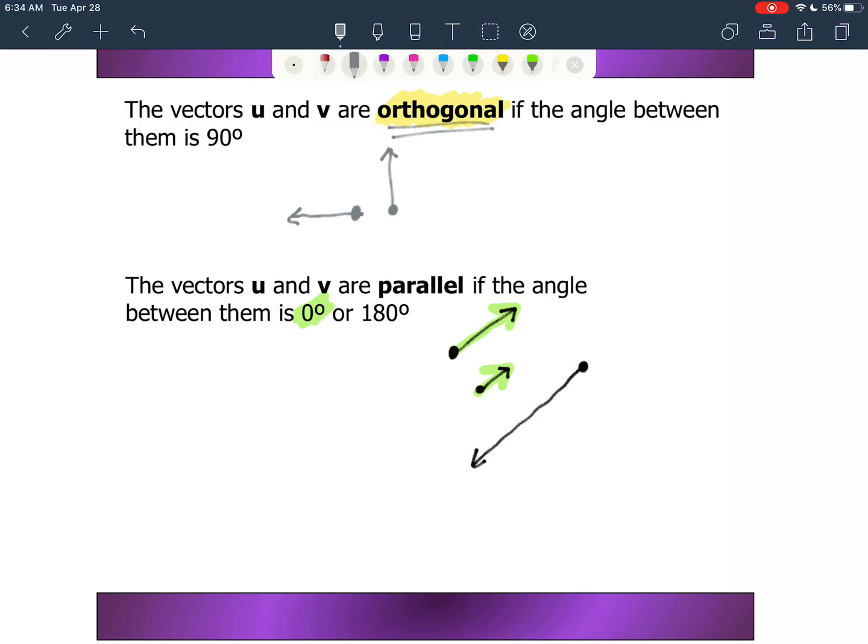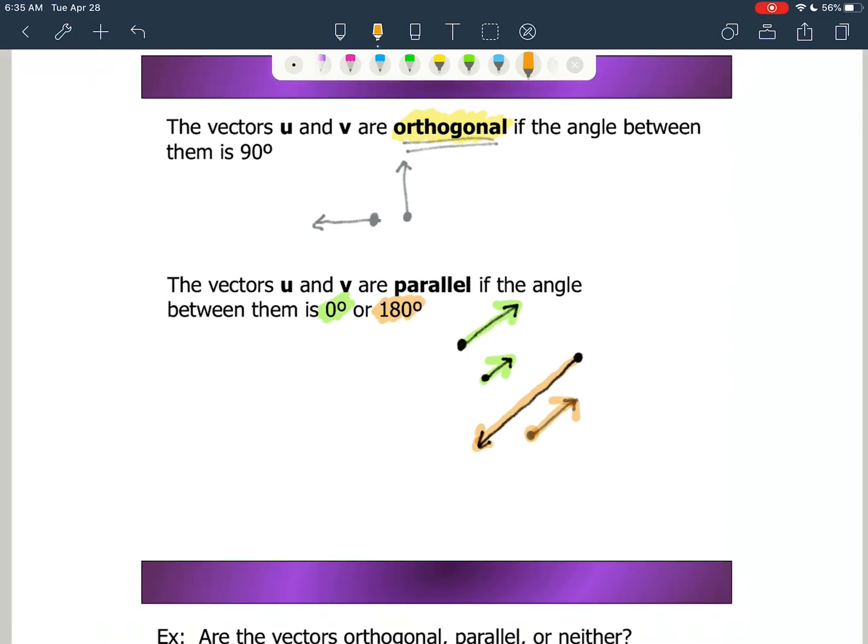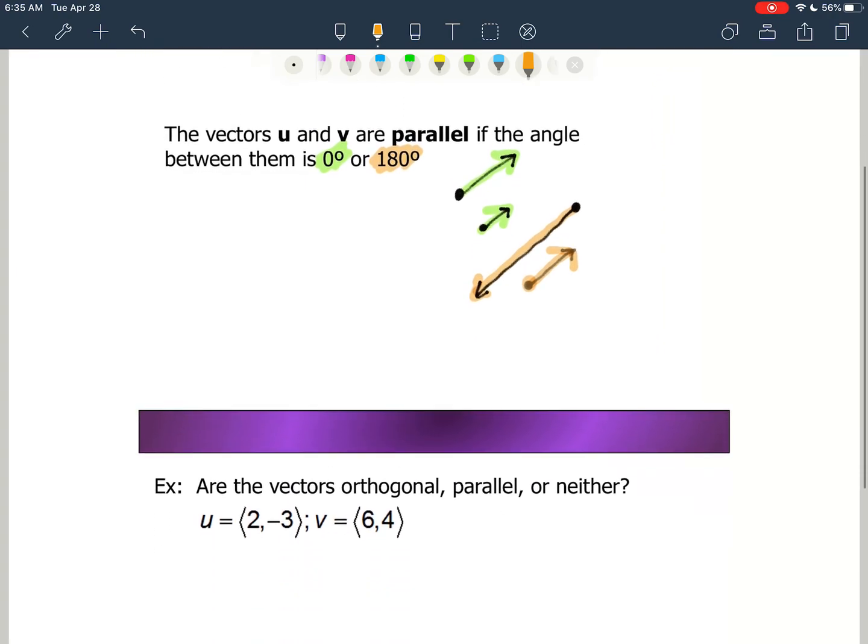However, let me make another vector over here, and I can just use another color. The angle between the two vectors is 180 when they appear parallel, but their direction is completely opposite. So when the angle between is either 0 degrees or 180, we have parallel vectors. Either one of those cases results in parallel vectors. So we're going to determine whether or not our vectors are orthogonal or parallel, or perhaps neither.